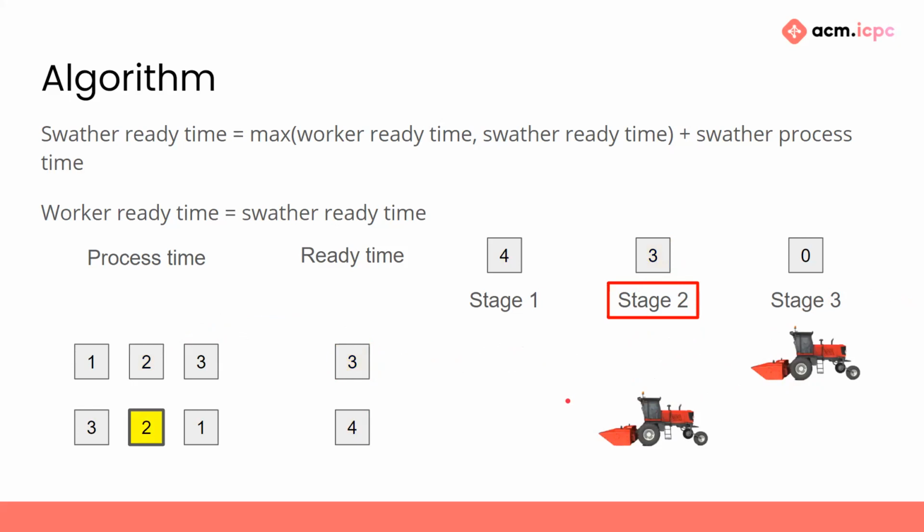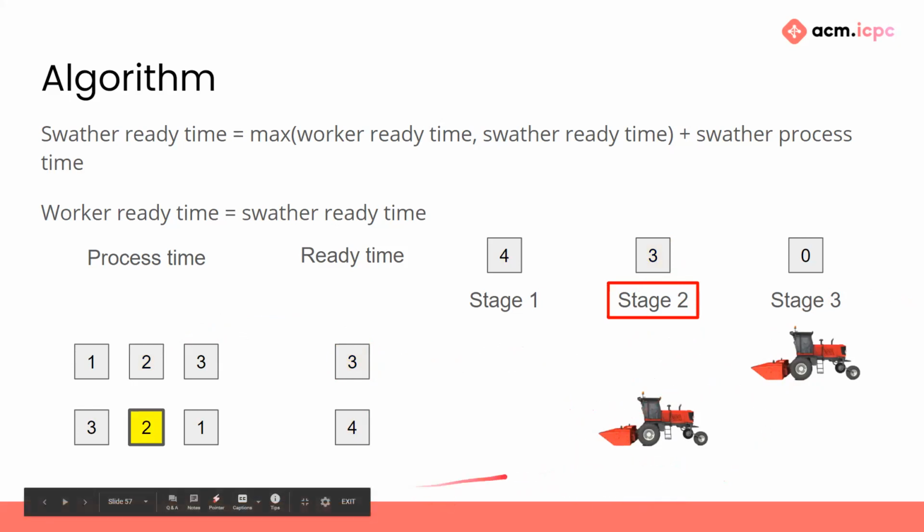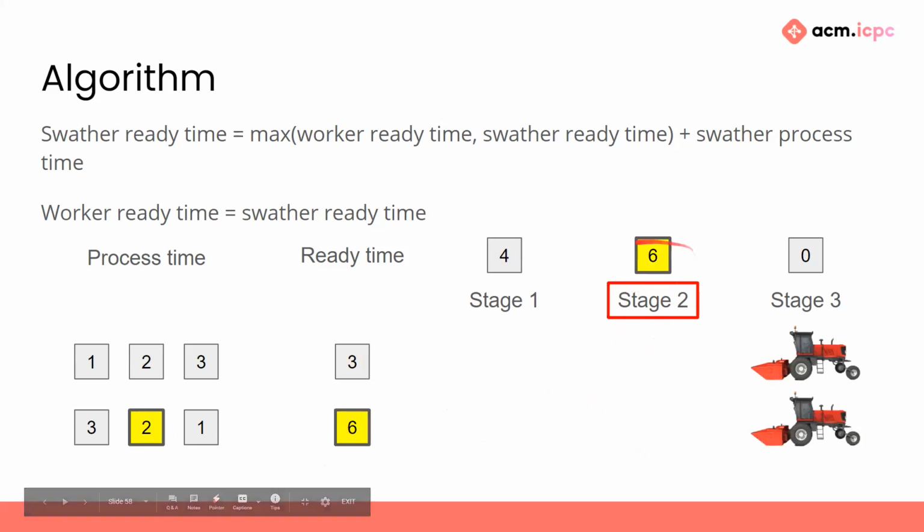Similarly, we do the same thing for swatter number 2. The ready time for the swatter is 4. The ready time for the worker is 3. So we need to wait until the swatter is ready before this worker can start working on it. And that is time 4. And then we add the process time to it, 2 plus 4, which gives us 6, which means both the worker ready time and the swatter ready time are 6 now. Now, both of these swatters are out of stage 2. We don't have to worry about it anymore. We move on to stage 3.